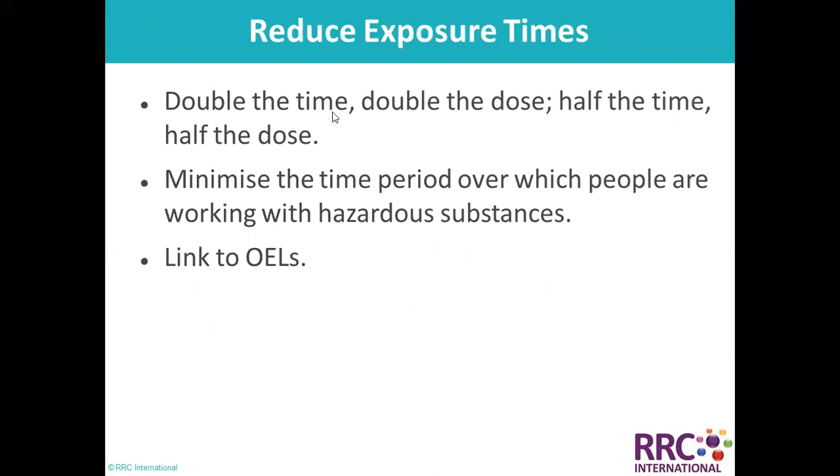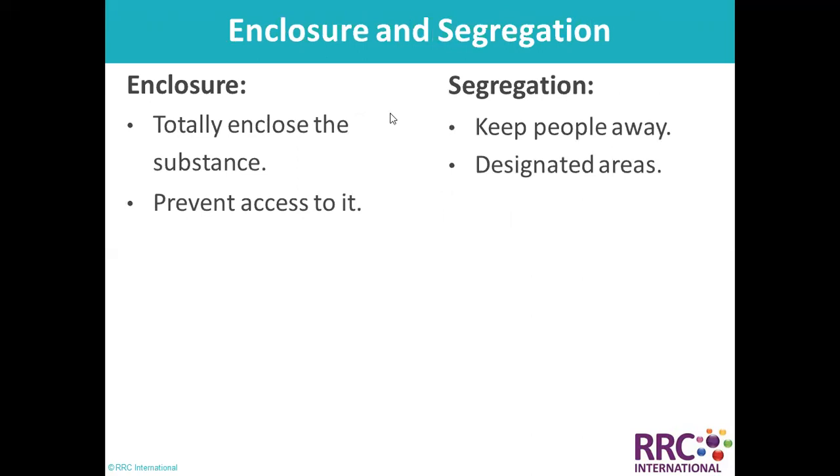Reduce exposure time. This is another best strategy. Double the time, double the dose, half the time, half the dose. So minimize the time period over which people are working with hazardous substances. This is called administrative control also. You are making some rules and regulations and implementing them. Linked to OEL, occupational exposure limits, as well. Enclosure and segregation, like totally enclose the substance, prevent access to it, or keep people away in a designated area. So you have enclosure and segregation controls also.